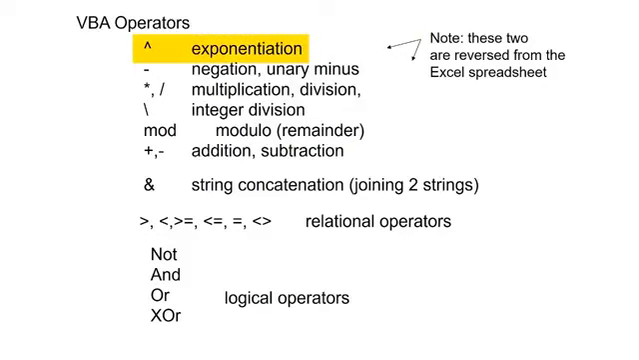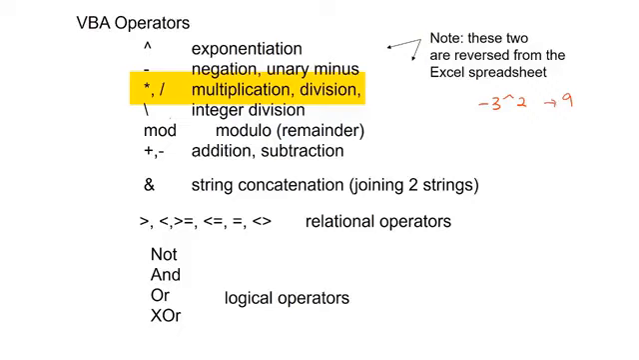Shown here on this slide, we have the order of operations. Exponentiation comes first. That's in contrast to Excel. Excel actually is unique in that it does negation first. So if you did negative 3 caret 2 in Excel, it would give you 9, which is a little bit counterintuitive, but it negates first. Whereas in VBA, it does the exponentiation first and then does the negation. So in VBA, negative 3 caret 2 would be negative 9.